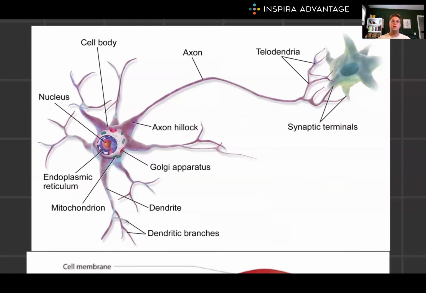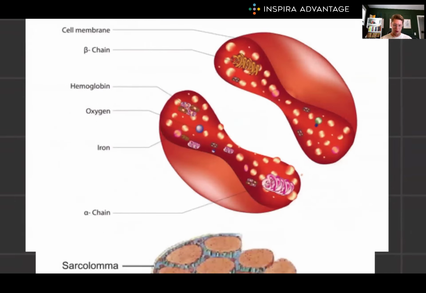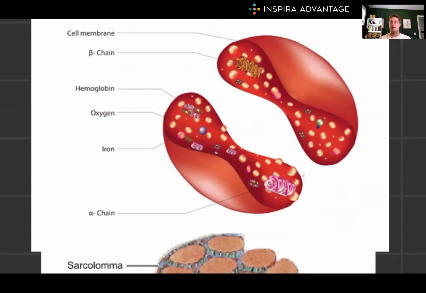Starting with neurons. These cells are specialized for transmitting electrical and chemical signals. They have unique features like long axons for signal transduction and transmission, dendrites for receiving signals, and synapses for communicating with other neurons. Red blood cells, or erythrocytes, are specialized for oxygen transport. Their unique features include a biconcave shape for increased surface area, a lack of a nucleus to maximize hemoglobin capacity, and flexible membranes to squeeze through capillaries.